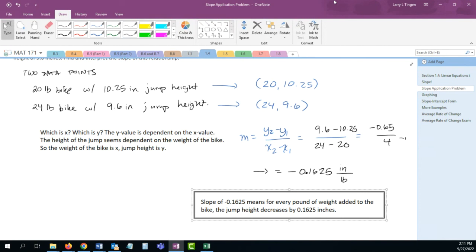If it's an application problem, yes. So Andrew asked, do we have to write this out every time? And the answer is yes. If it's an application problem, the answer would need to be written this way.